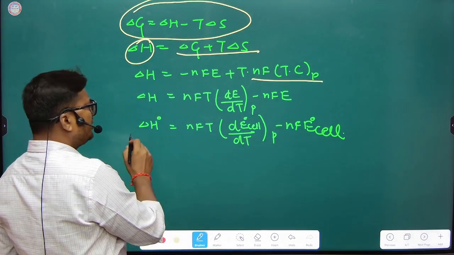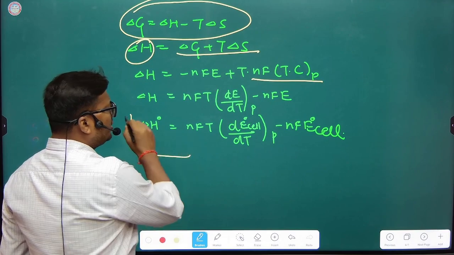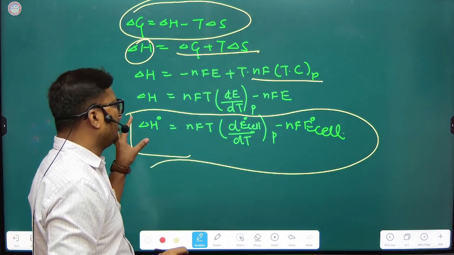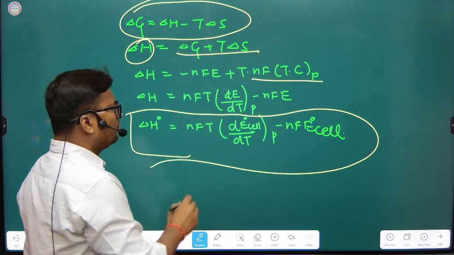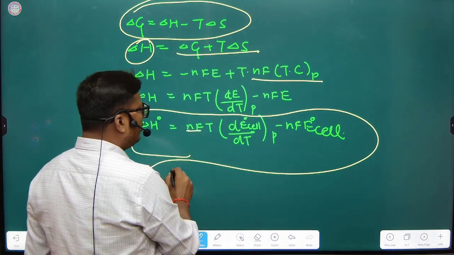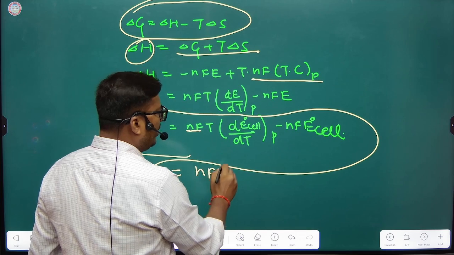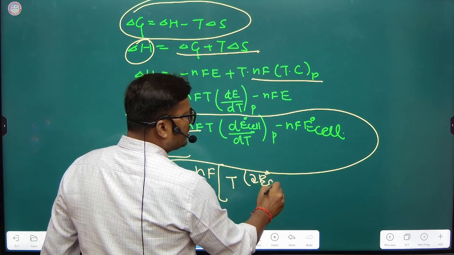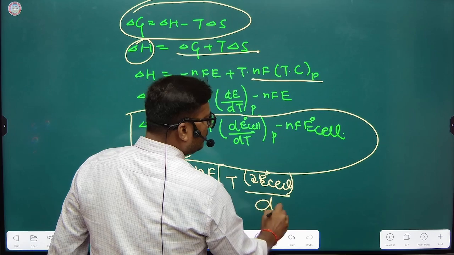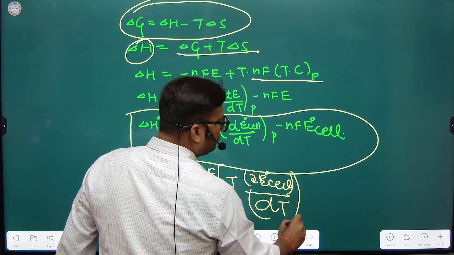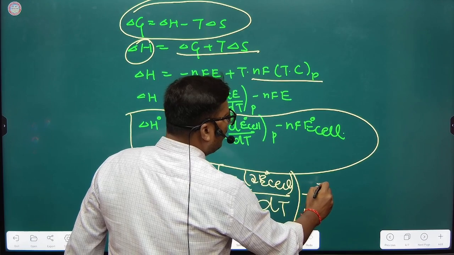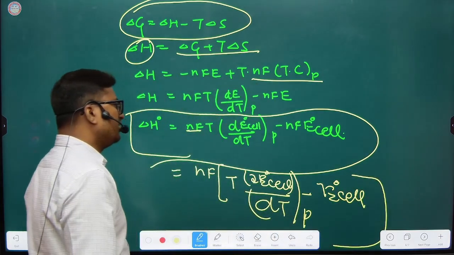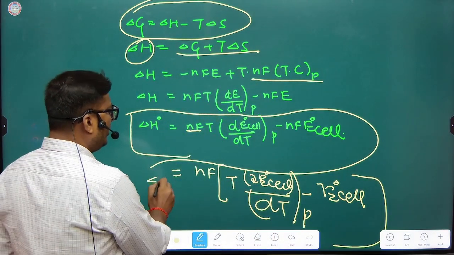Now by arranging this, delta H naught at standard state, so this is actually the variation. So here nF is common, you can take it out, and the variation looks like this: nF times T dE naught cell upon dT, right, at constant pressure, minus E naught cell, right? So this is the variation of delta H.